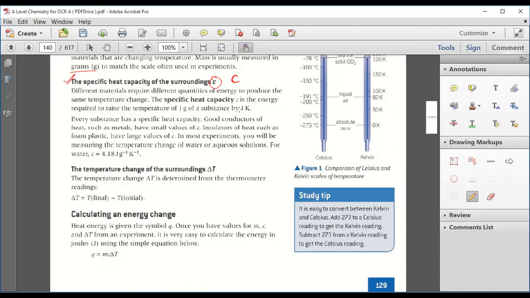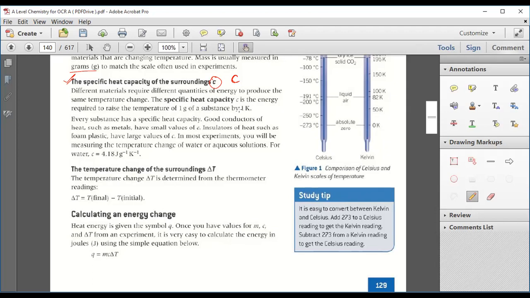Different materials require different quantities of energy to produce the same change in temperature. The specific heat capacity c is the energy required to raise the temperature of 1 gram of a substance by 1 Kelvin. Now suppose you have an iron rod and its temperature is 25 degrees Celsius. If you need to increase the temperature of the iron rod from 25 to 26, you need a specific amount of energy. Clear? That energy is known as specific heat capacity.